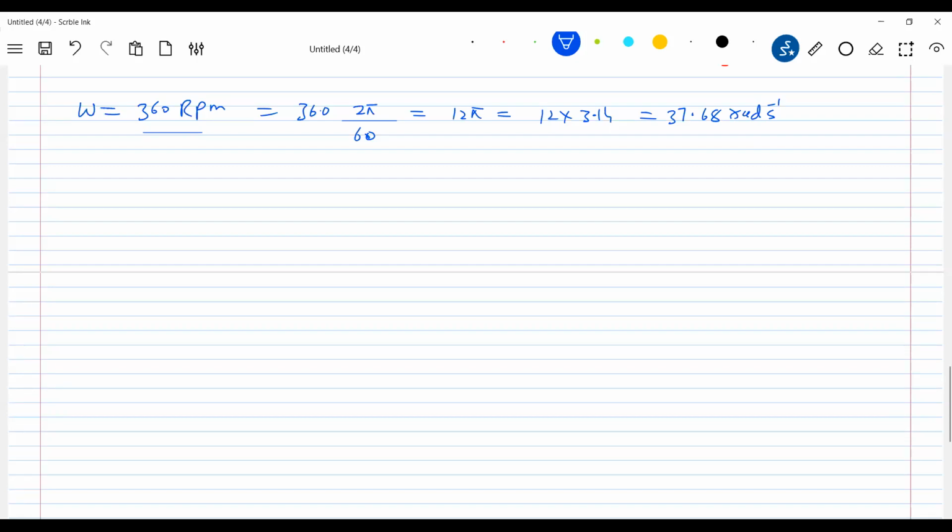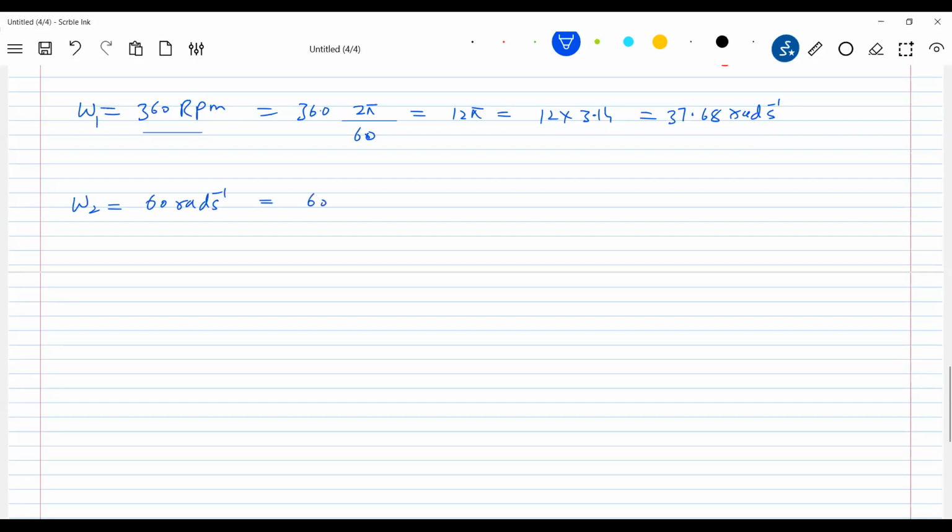So therefore, the practical unit for angular velocity is not radians per second; in fact, it is revolutions per minute. So if they give RPM, how do you convert to radians per second? You have to do that. If they give radians per second, how do you convert that into RPM? Suppose another situation, omega 2, where it is 60 radians per second. How to convert this into RPM?